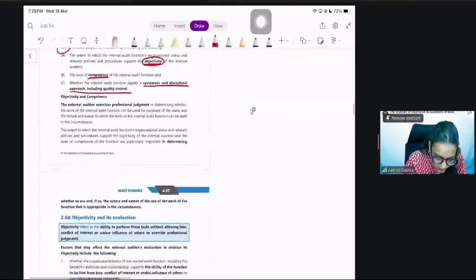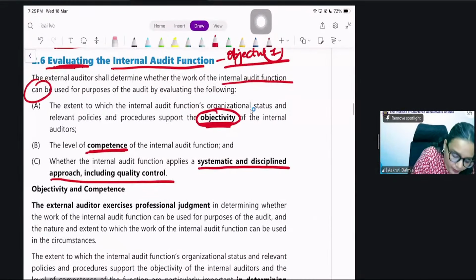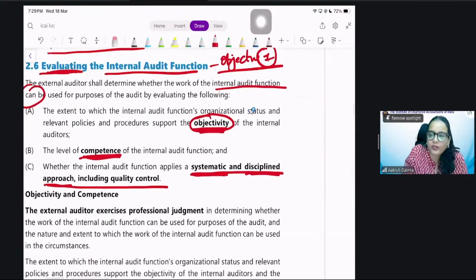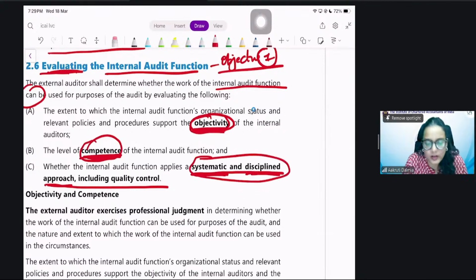So what will Akhila do? Akhila will see if Nikunj is objective, if Nikunj is competent, and if he is systematic and disciplined in the way he works. I'm just giving Nikunj as an example, but here it means if there's an internal audit department, whether the internal audit department is objective, whether the department is competent, and whether a systematic and disciplined approach is there. If the company has only one person as an auditor, then that one person is the internal audit function. If the company has 5 people as internal auditors, then the 5 people are the internal audit function.